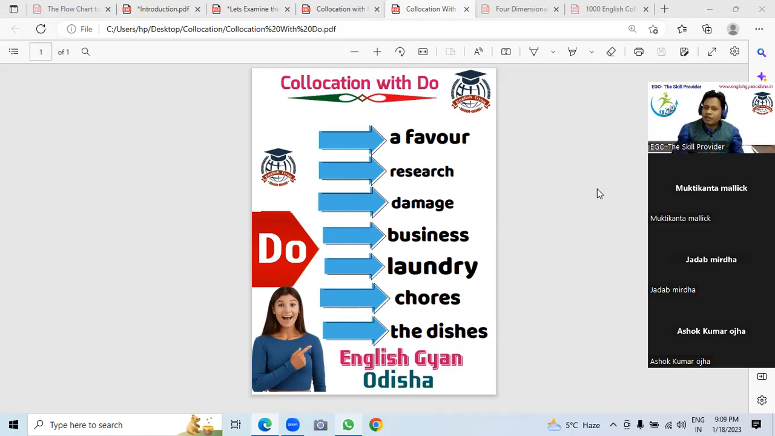So what you understand from here today, there is something called collocation. Since yesterday I have been telling you there is something called collocation. Collocation is the natural way you can speak English. It is a very natural way.